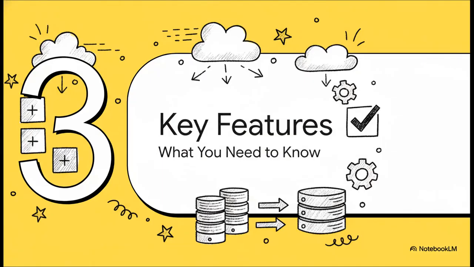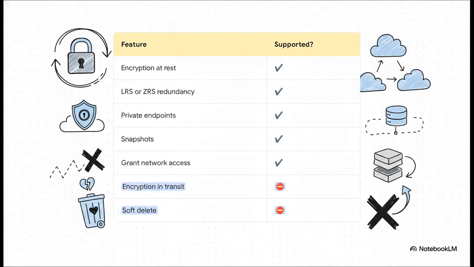All right, before you dive in and start building, it's really important to know what's supported and, well, what's not, at least not yet. So let's take a quick peek at the key features that are available right now. Right off the bat, you can see the fundamentals are really solid. You've got encryption for your data at rest, you can choose between local or zone redundancy, you've got private endpoints for security, and of course, snapshots for backups. But, and this is important to keep in mind, encryption in transit, so data moving over the network, and soft delete aren't supported just yet. So be sure to factor that into your planning.